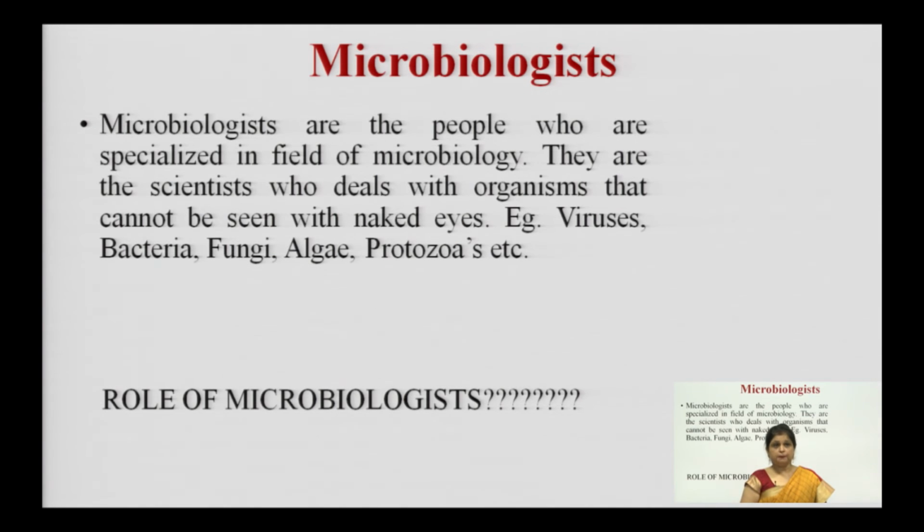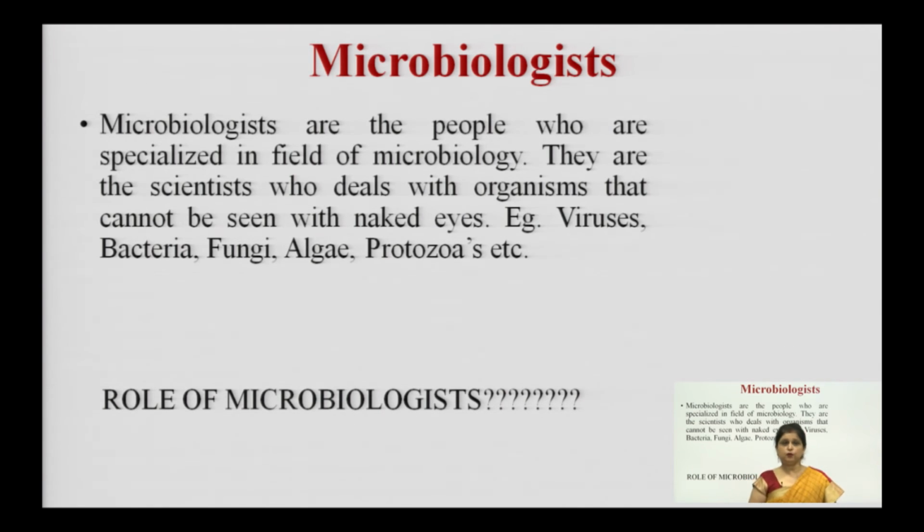After that come microbiologists. Microbiologists are the people who are specialized in the field of microbiology. They are the scientists who deal with the organisms, who work with the microorganisms that cannot be seen with naked eyes. Examples are viruses, bacteria, fungi, algae, protozoa, etc.